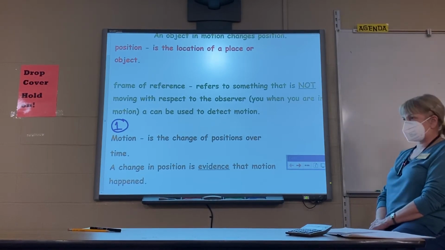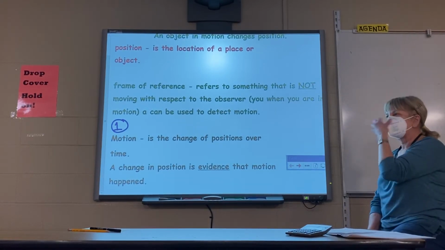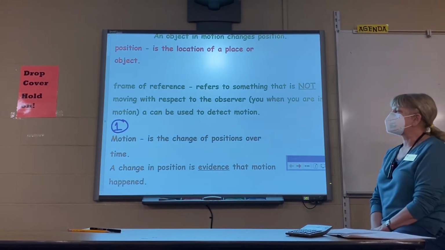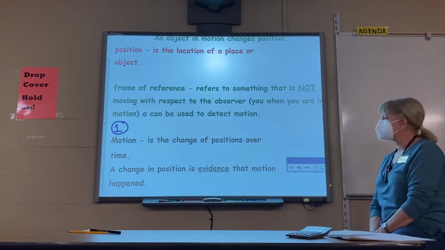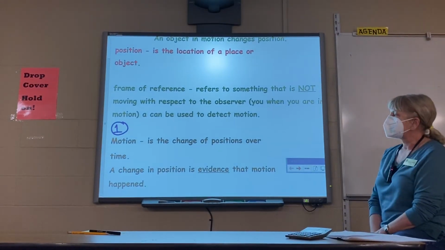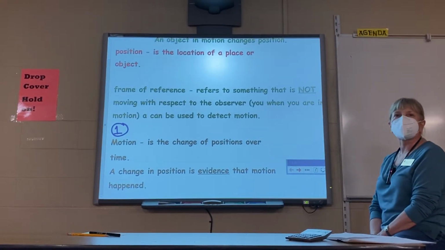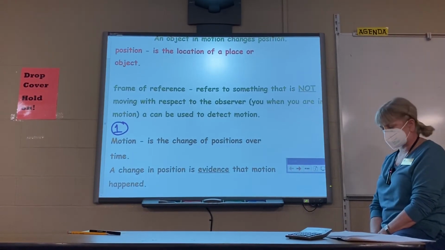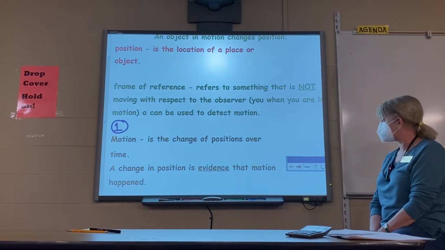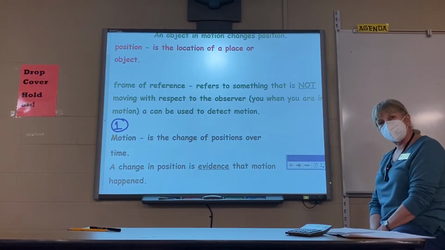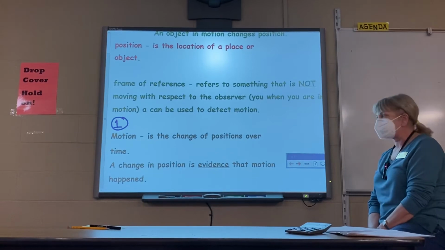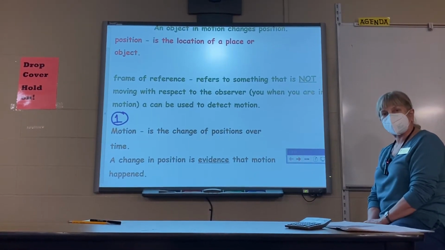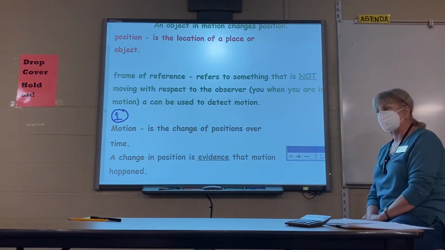For example, you're sitting in the back seat of your mama's car and she stops at a red light, and there's a car next to her. If you look down, and the next time you look up the car's not there, even if you didn't see the motion, the change in the position of that vehicle is evidence that motion has occurred.